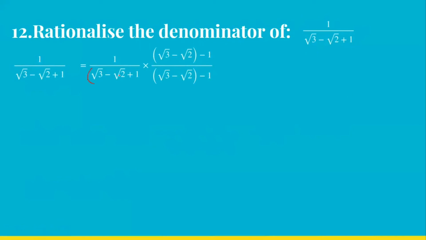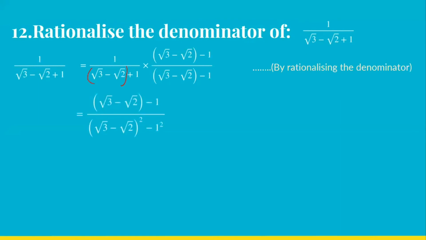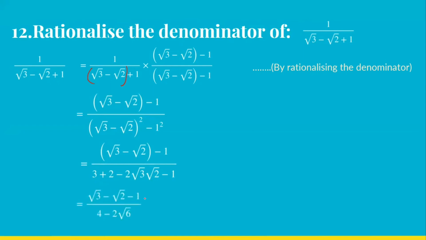So we have here (a plus b)(a minus b), so the denominator is going to be a squared minus b squared. So a squared, that is root 3 minus root 2 the whole squared, minus 1 squared. Let us use the identity (a minus b) squared is a squared plus b squared minus 2ab. So root 3 squared is 3, root 2 squared is 2, minus 2ab, that is 2 root 3 into root 2, which is going to be 2 root 6. So we get root 3 minus root 2 minus 1 upon 4 minus 2 root 6.